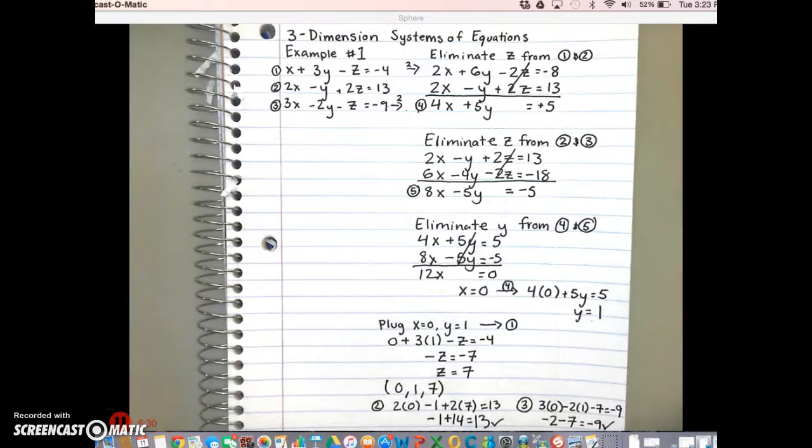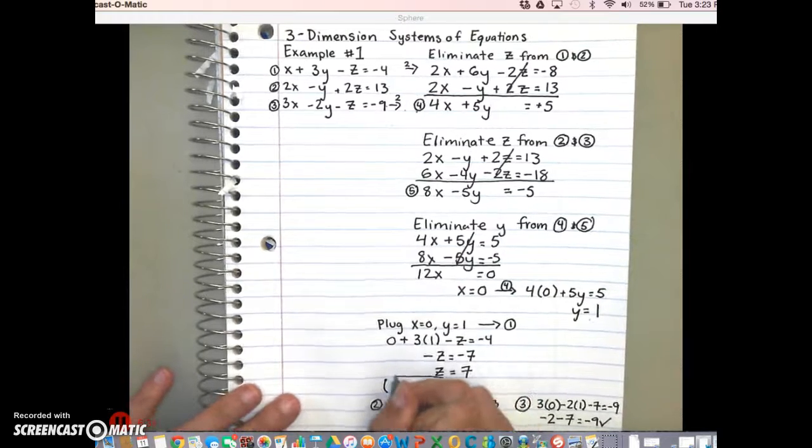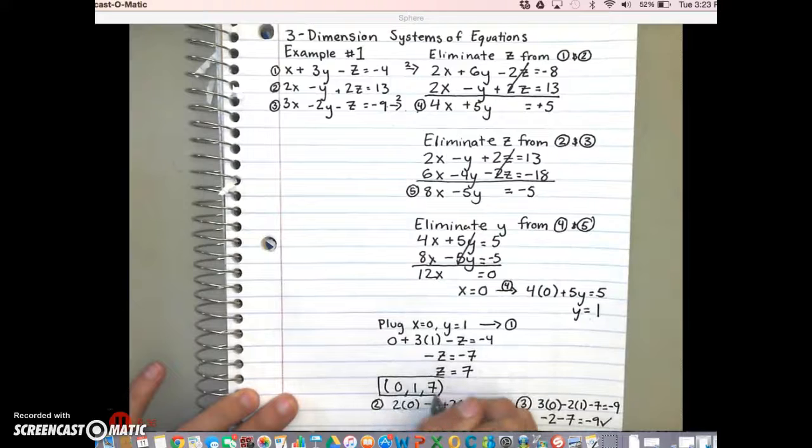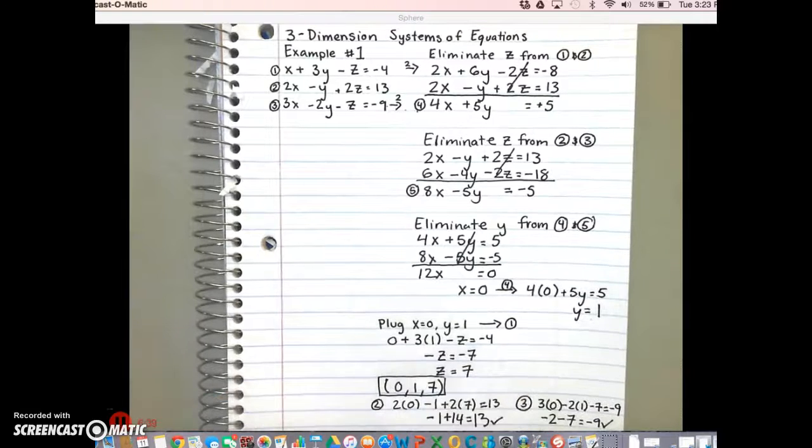And do me a favor, whenever you do 3D systems of equations, can you box your answer, please? Your coordinate point? So then I don't have to go hunting all over the page for it.